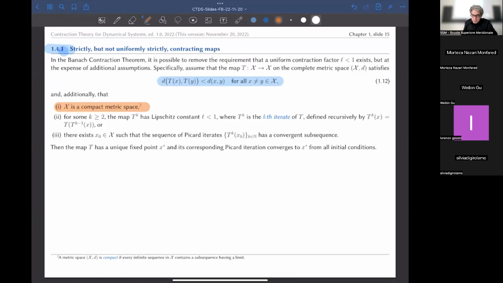It could be that it is not true that one application of T is a contraction, but there could exist a kappa such that T to the kappa is a contraction. By the way, what does T to the kappa mean? T to the kappa of x is equal to T of T to the kappa minus 1 of x. So T to the kappa is called the kth iterate of the map T. You apply the map T k times, right? It could be that the iterate is a contraction. So you don't contract in one time step, but you contract in k time steps.